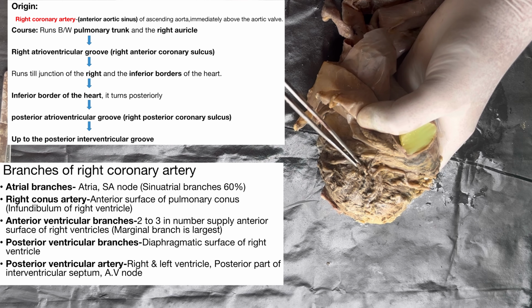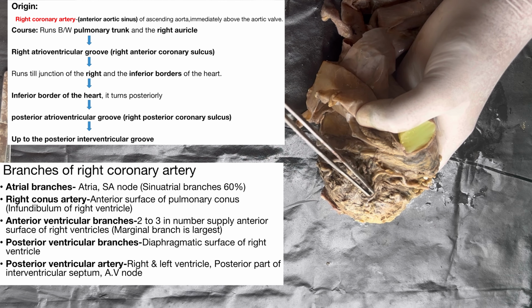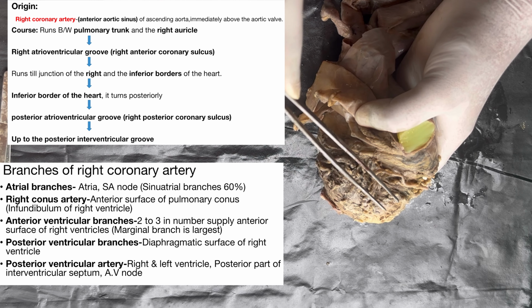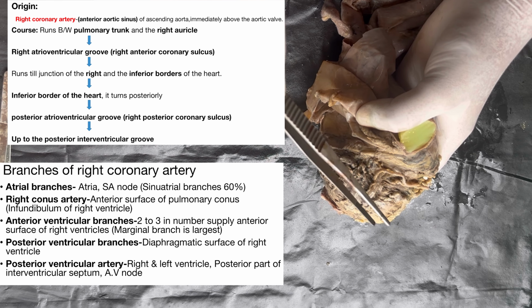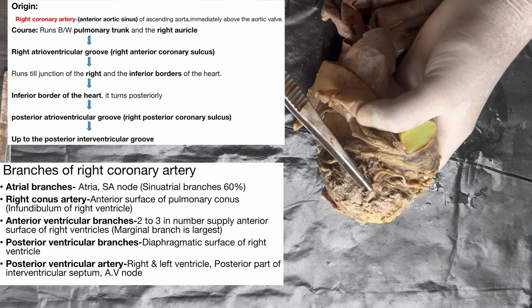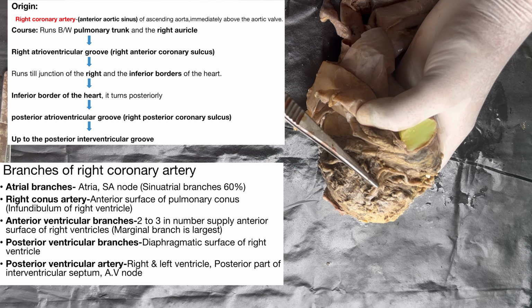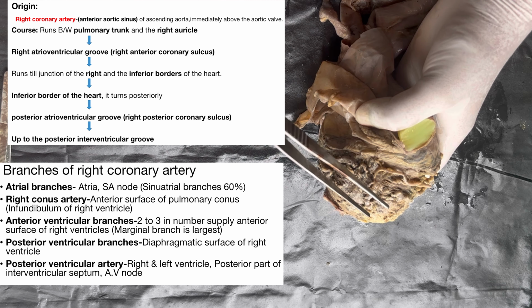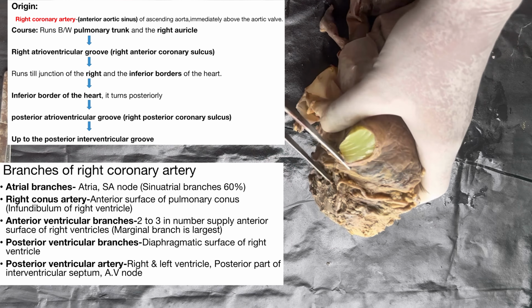Now the main right coronary artery passes through the groove, and that groove is known as the posterior interventricular groove, which is present between the two ventricles in the posterior aspect. So this posterior interventricular artery is a branch of the right coronary artery in 90% of individuals. That's why it is known as right cardiac dominance. In 10% of individuals, the posterior interventricular artery is a branch of the left coronary artery. That's why it is known as left cardiac dominance. It supplies the right and the left ventricle, the posterior part of the interventricular septum, and the AV node also. So this is all about the right coronary artery.